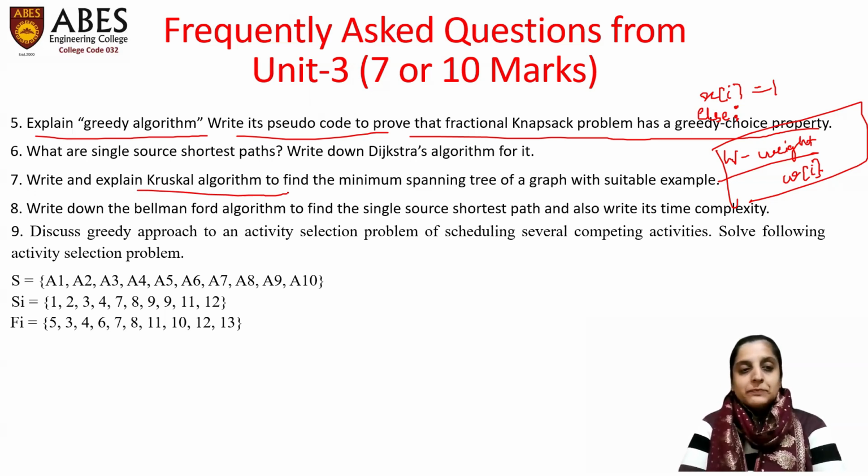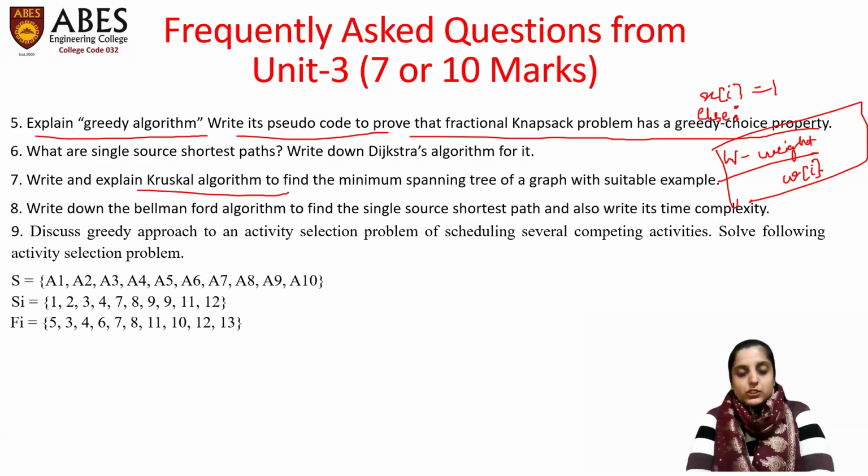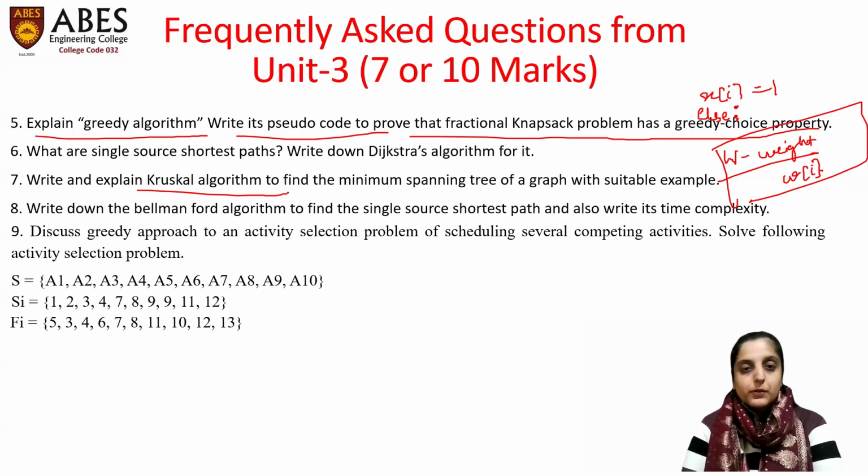Next, the ninth question is discuss the greedy approach to an activity selection problem of scheduling several competing activities and solve the following activity selection problem. This same question is repeated 2 to 3 times in the previous year papers, and in our video also we have discussed the same question. So you can just go and watch this video so that you will find the solution and how to present your answer if this question is asked to you. You can just check that video of the activity selection problem.